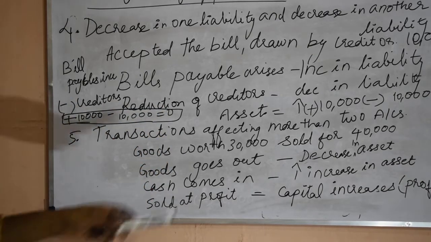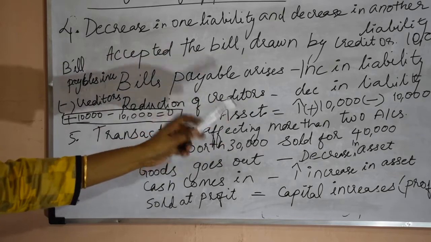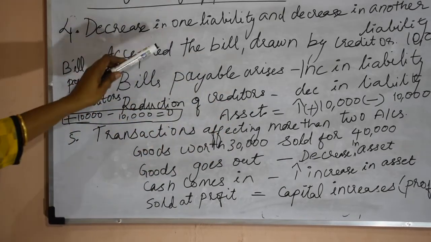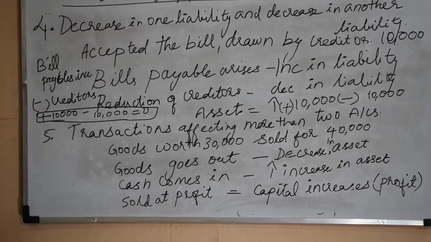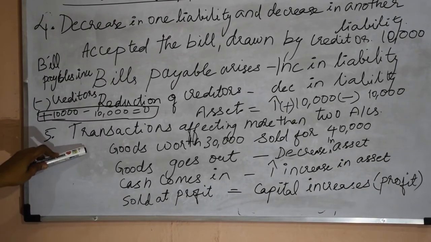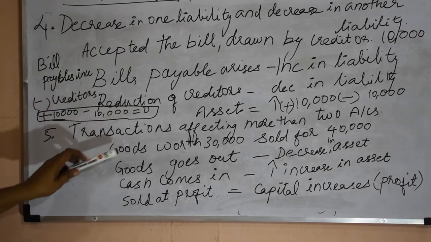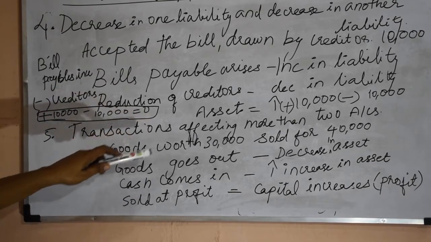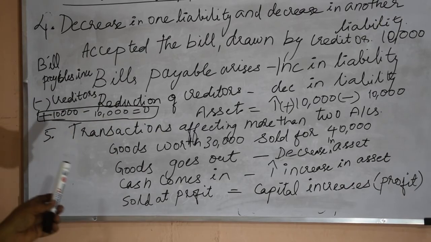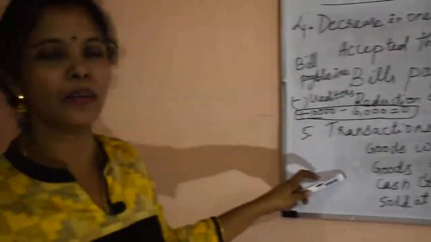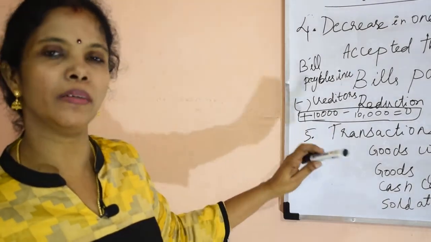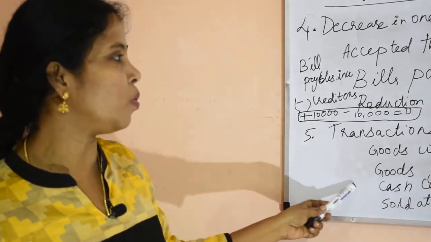I think this point you would have got clear. So assets equal to increase in the liability and decrease in the liability. Decrease in one liability and decrease in another liability. Next one, transactions affecting more than two accounts. We have already seen the transactions affecting only two accounts. Now we are going to see transactions which are affecting more than two accounts.